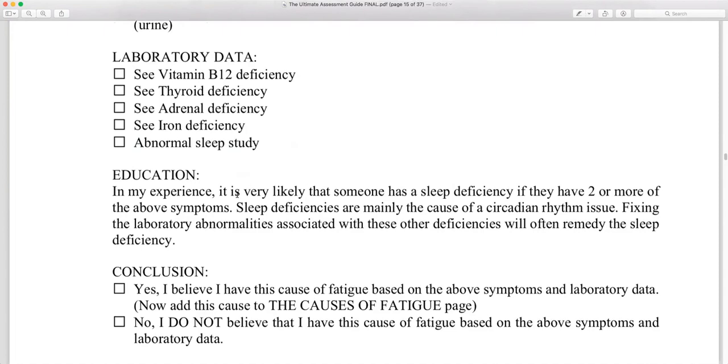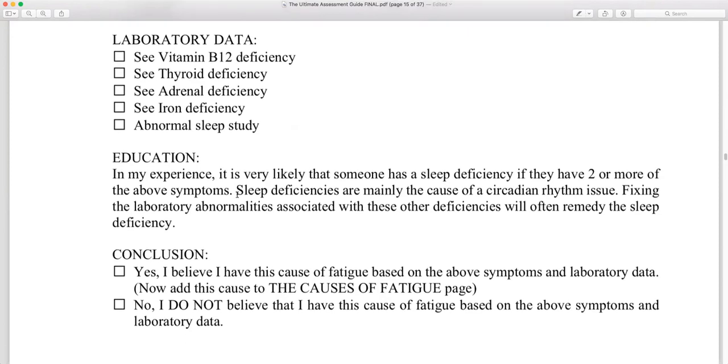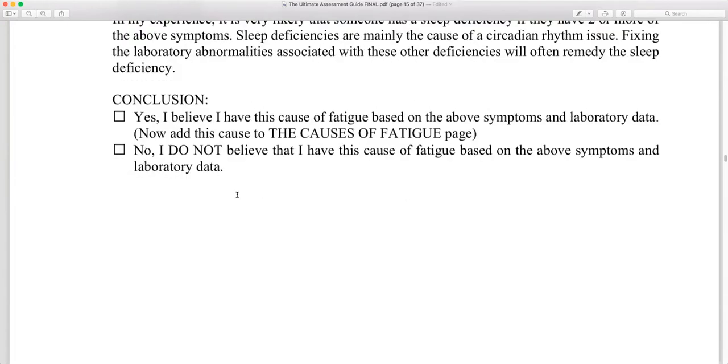And then in my experience, it is very likely that someone has a sleep deficiency if they have 2 or more of the symptoms or signs above. Sleep deficiency is mainly the cause of a circadian rhythm issue. Fixing the laboratory abnormalities associated with these other deficiencies will often remedy the sleep deficiency. So once again, make your conclusion.